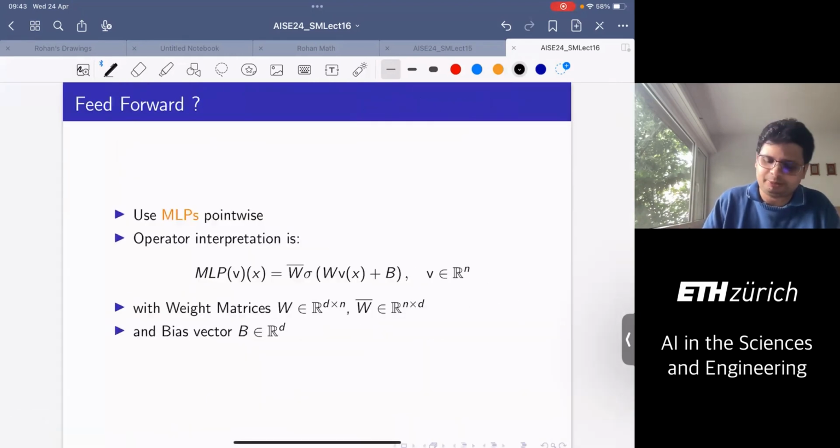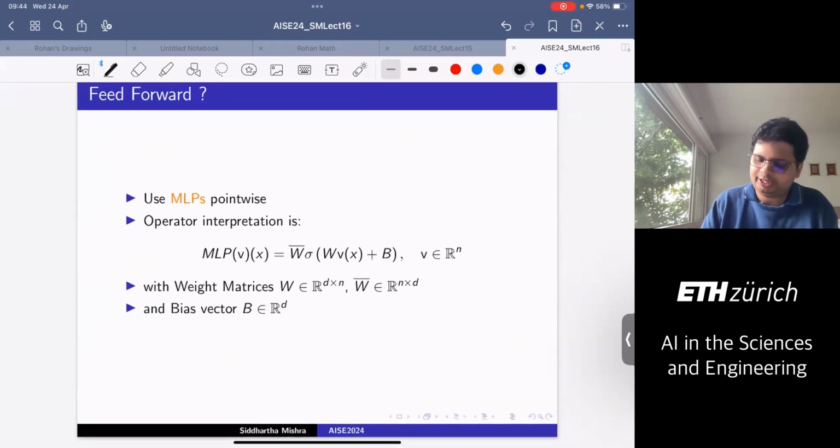And then we need some MLPs. We need some feed forward. And again, I will give you an operator interpretation. So you have your feature input vector V, which is in R^n. And then all that you do is pointwise. Now this is totally pointwise.